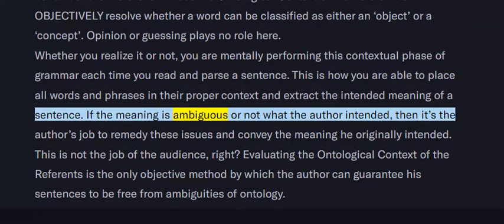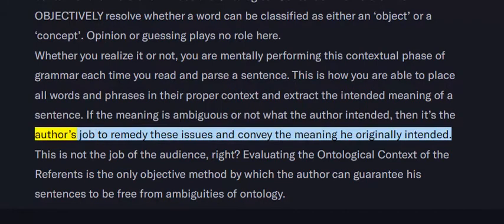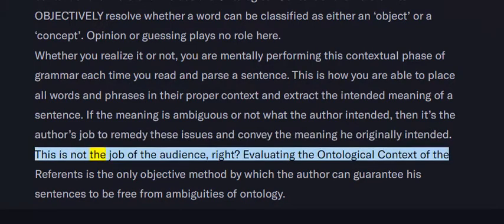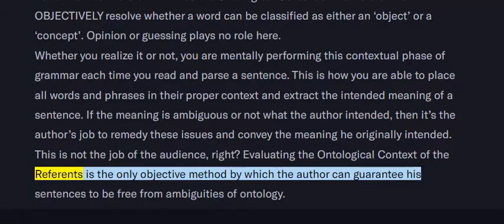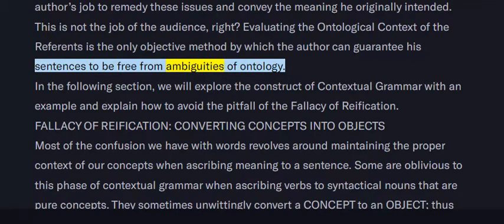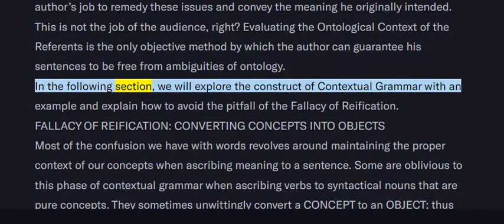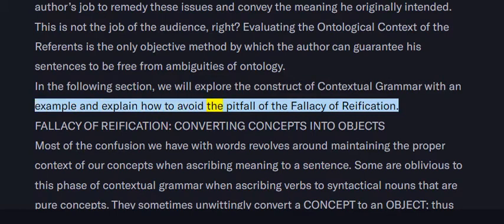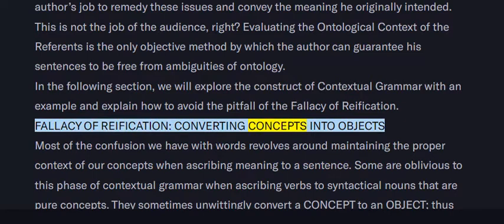If the meaning is ambiguous or not what the author intended, then it's the author's job to remedy these issues and convey the meaning he originally intended. This is not the job of the audience, right? Evaluating the ontological context of the reference is the only objective method by which the author can guarantee his sentences to be free from ambiguities of ontology. In the following section, we will explore the construct of contextual grammar with an example and explain how to avoid the pitfall of the fallacy of reification. Fallacy of reification, converting concepts into objects.